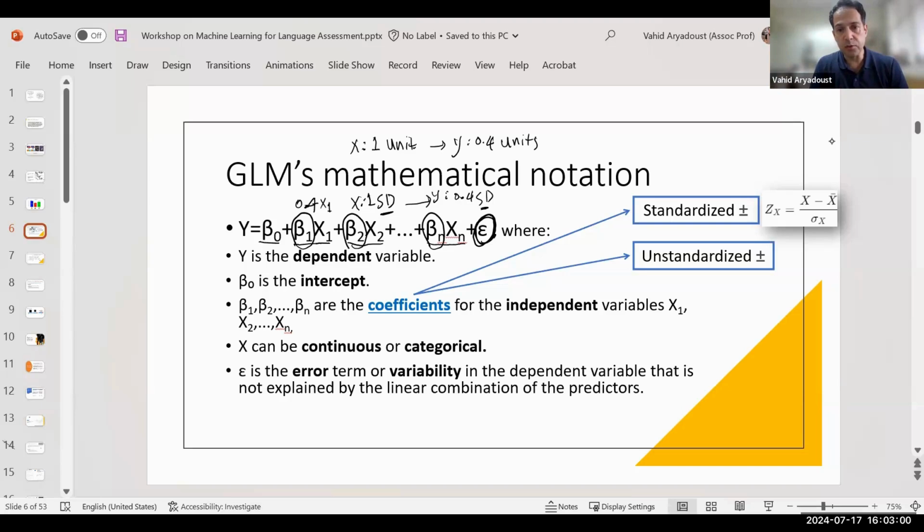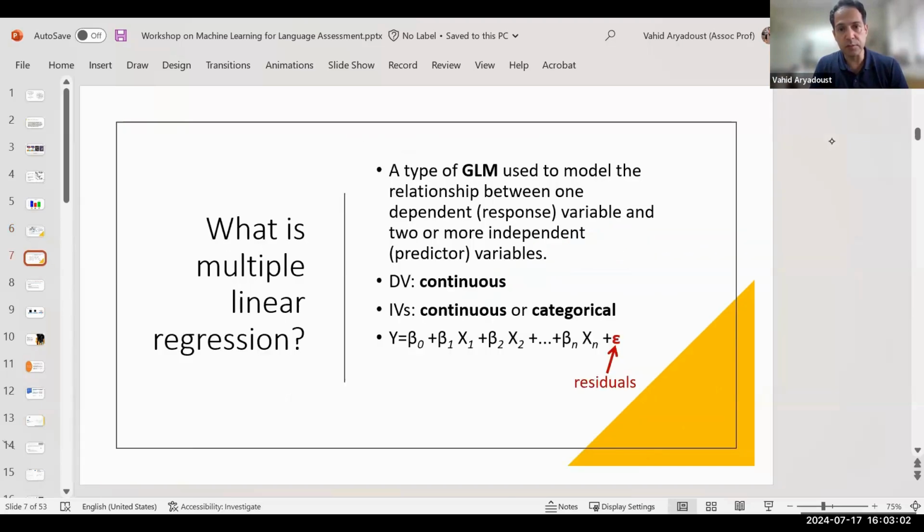All right, so that's about it. I don't think I have much to say in this slide. I just wanted to refresh your memories. So multiple linear regression as a result is a GLM that is used to model the relationships between one dependent variable or response variable and two or more independent or predictor variables. That's how it works. And this is also the same formula that I presented before at the bottom. Nothing really new here.